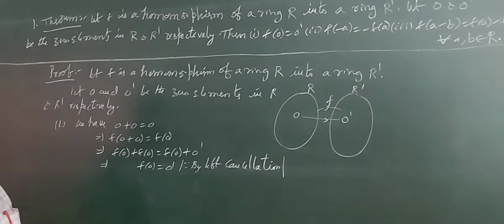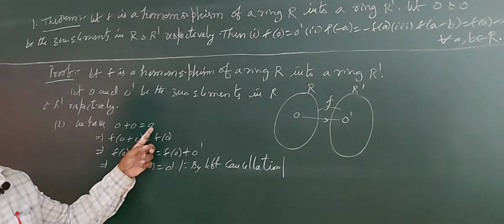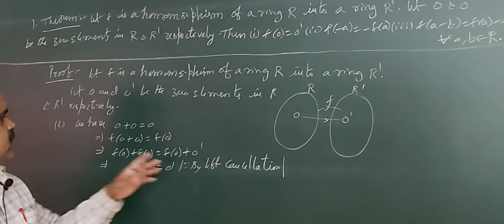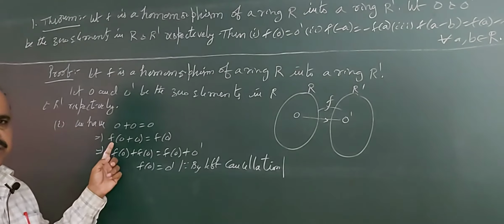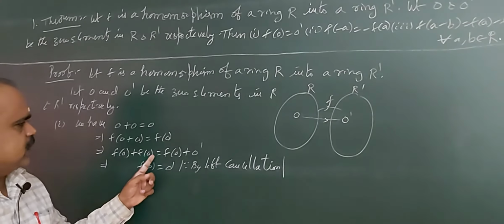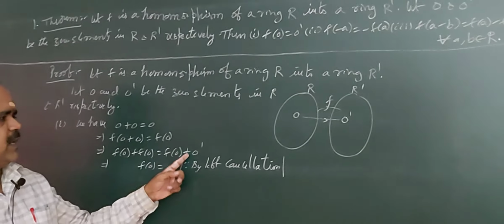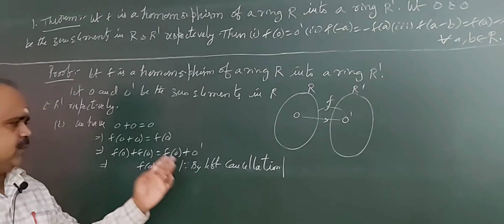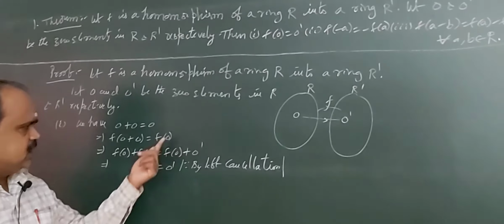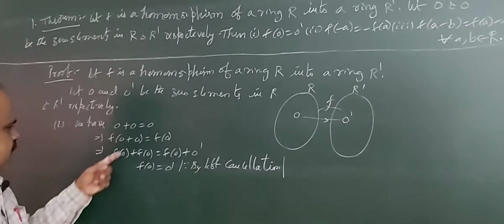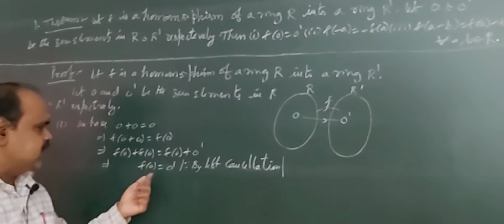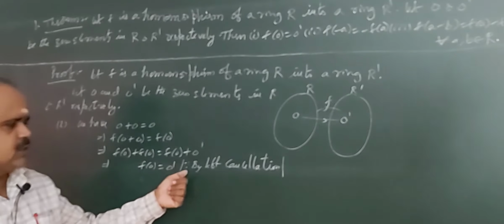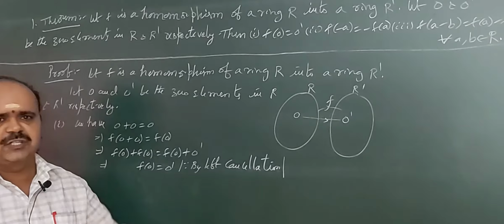Once again, 0 plus 0 equals 0. Take the function on both sides: f of 0 plus 0 equals f of 0. Since f is a homomorphism, f of 0 plus f of 0 equals f of 0 plus 0 dash, which is again f of 0. Now by left cancellation we cancel f of 0 and f of 0, then we get f of 0 equals 0 dash.